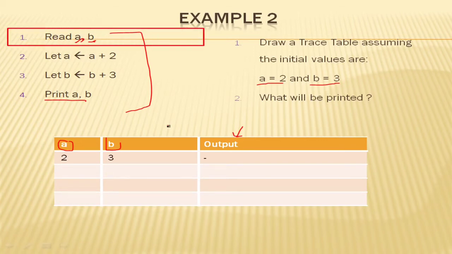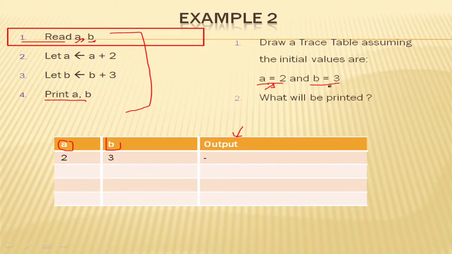So we're at line 1, right, and line 1 says read a comma b. So it means that at line 1 we're going to substitute the initial values that we got for a and b. So right here where it says read a, the initial value for a is 2 based on the question. So in the trace table under the a column in the first row we're going to write the value 2. There's a comma and then there is b, so read b.